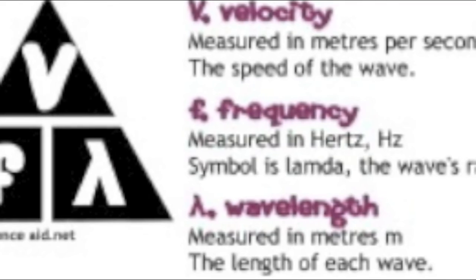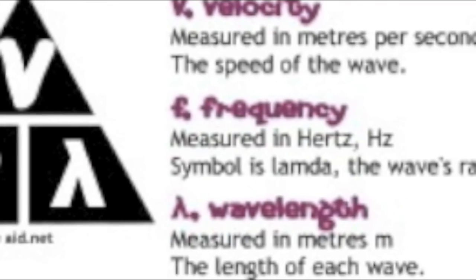Wavelength is represented by lambda. If you look at a diagram, you will see that one wavelength is when the wave starts at the equilibrium, moves up to the crest, moves down to the trough, and then back to the equilibrium point. The equation to find wavelength is wave speed divided by frequency.